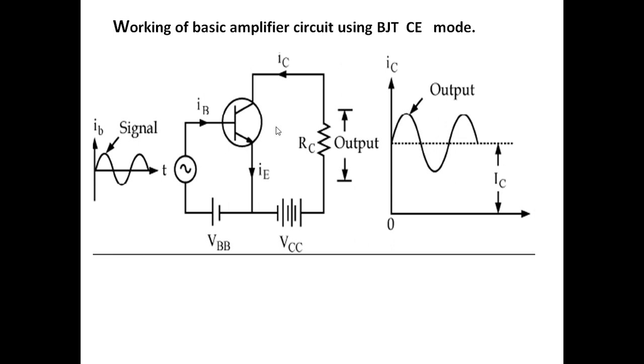Next, another one, saturation region. In the saturation region, both the junctions, that is the emitter junction and the collector junction, are in forward bias. Now we can conclude. In the cutoff region, both the junctions, that is the emitter junction and the collector junction, are in reverse bias.